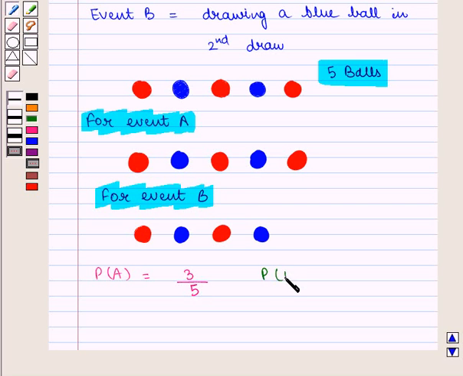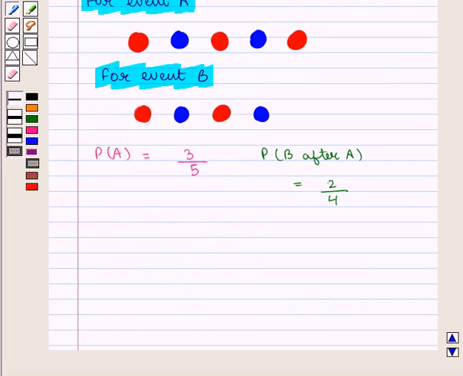Now probability of event B after A will again be equal to favorable outcomes by total outcomes, and for event B the total number of outcomes are reduced to 4, so we have total outcomes as 4 and the number of favorable outcomes will be equal to 2, as I have 2 blue balls and I can draw any of them. So probability of event A and event B is given by 3/5 into 2/4, which is equal to 3/10.